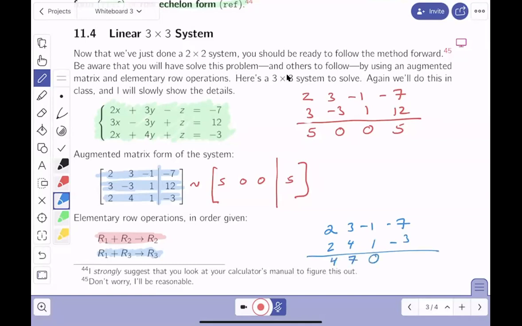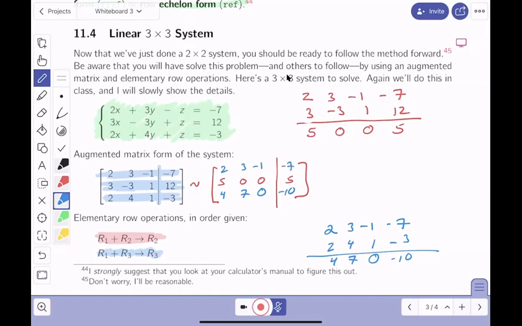Yep, I want the 0. I'll be honest with you, I wanted that 0. And what do you get over here? Well, you get minus 10. Well, I'm going to write that down now. 4, 7, 0, minus 10. Now they did nothing to row 1, so I'll put this over here. 2, 3, minus 1, minus 7.